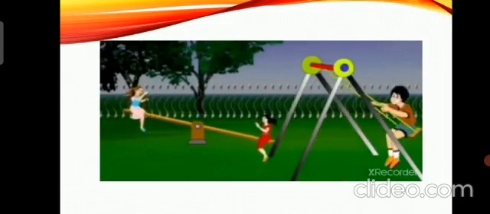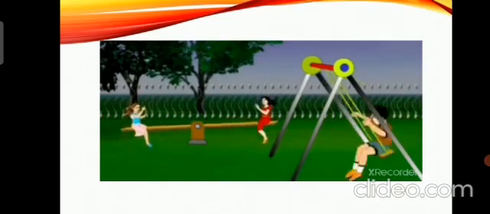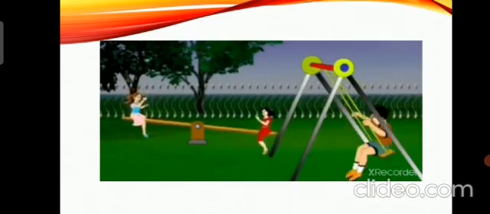The swing always comes back from one end to the other. It takes about the same time for each swing or oscillation. This movement of a swing is called oscillatory motion.